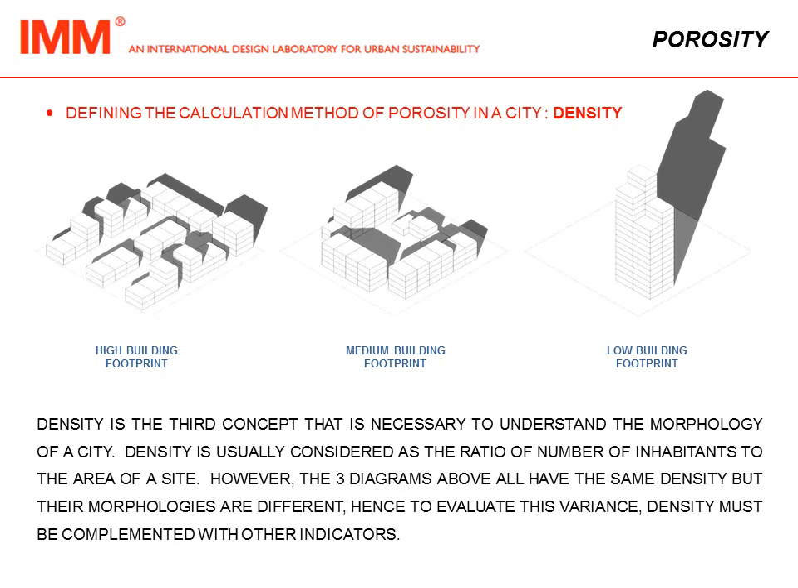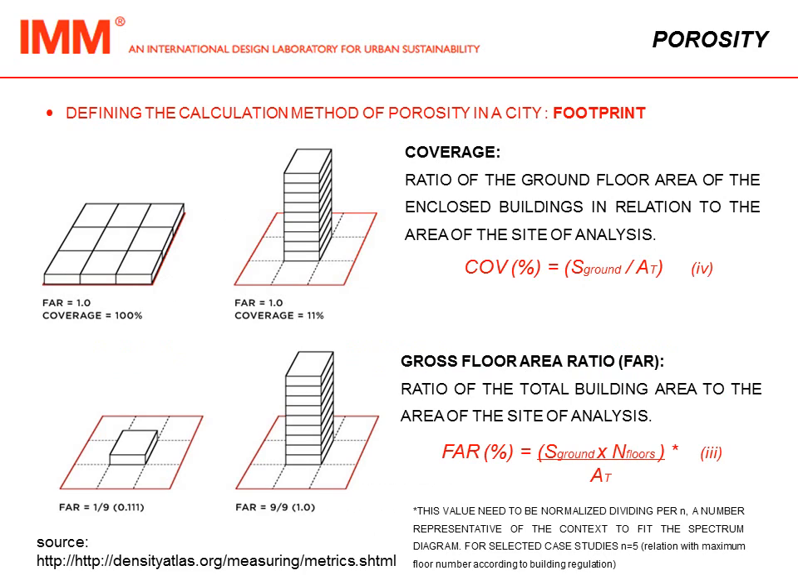Density is the third concept that is necessary to understand the morphology of a city. Density is usually considered as the ratio of number of inhabitants to the area of a site. However, the three diagrams above all have the same density, but their morphologies are different. Hence, to evaluate this variance, density must be complemented with other indicators. We need some values more linked to the urban morphology.